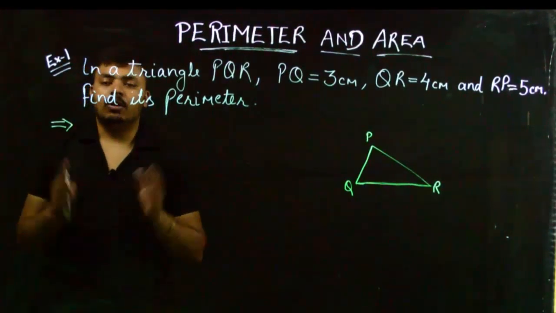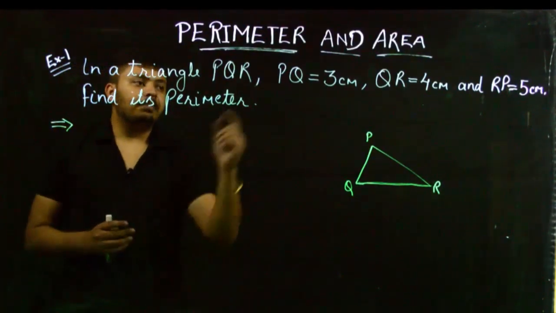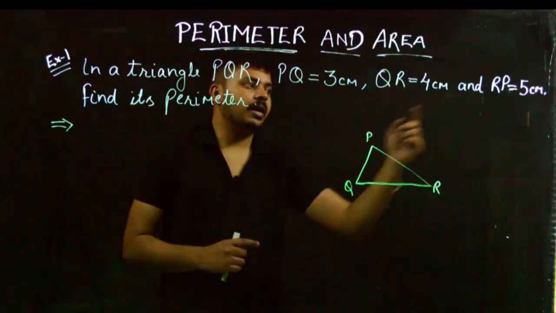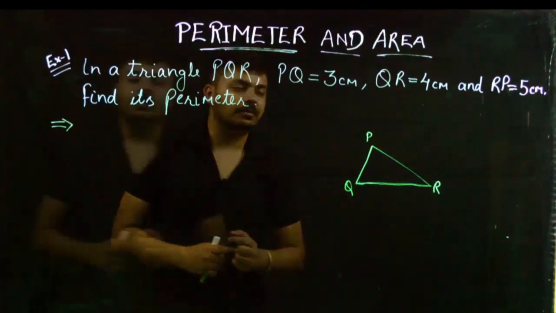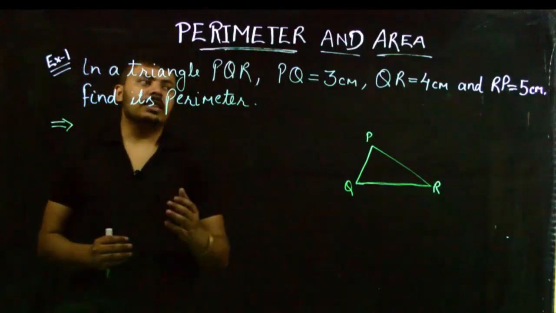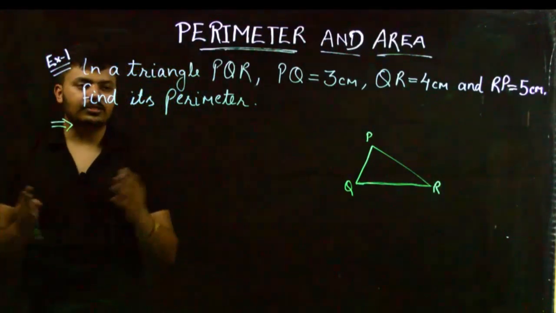So students, now let's look at example number 1. In a triangle PQR, PQ equals 3 cm, QR equals 4 cm and RP equals 5 cm. Find its perimeter. So in this question, we are given three sides of a triangle and we have to find its perimeter. So let's start.